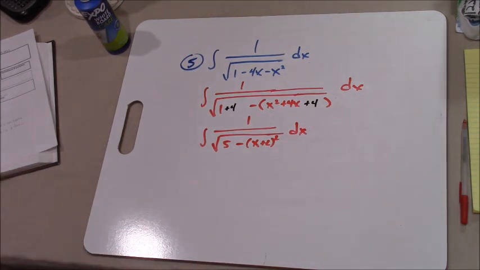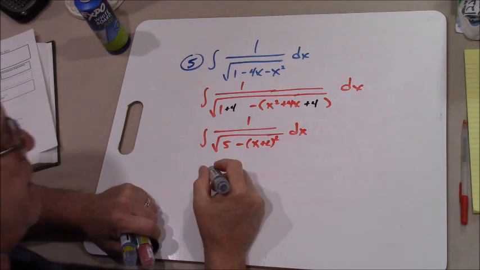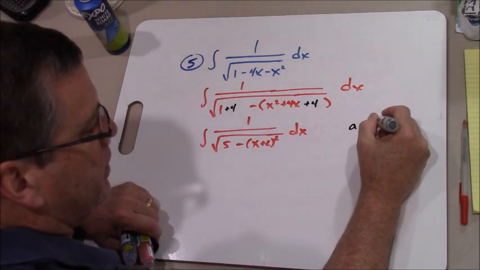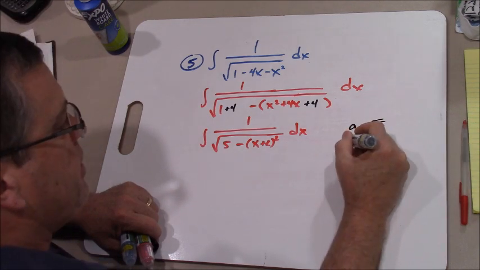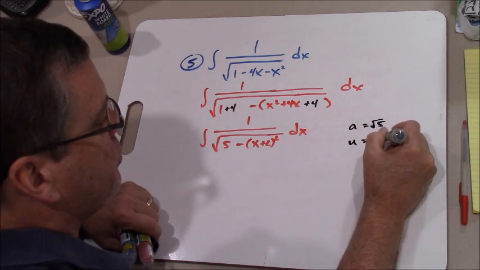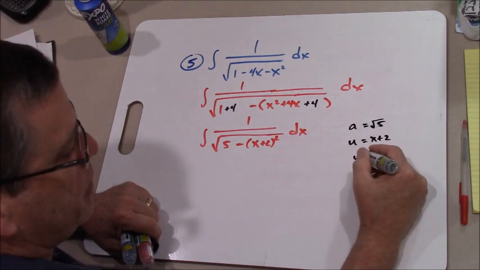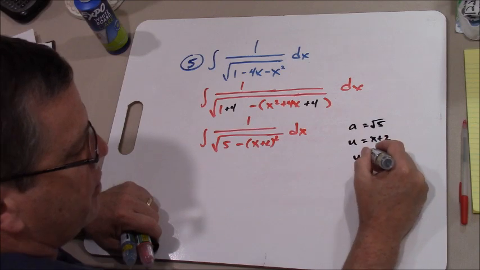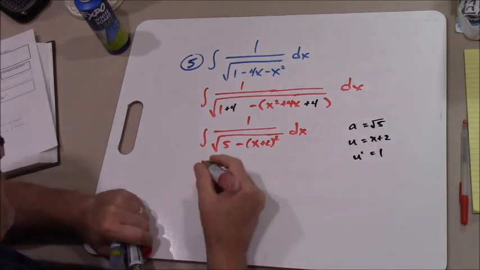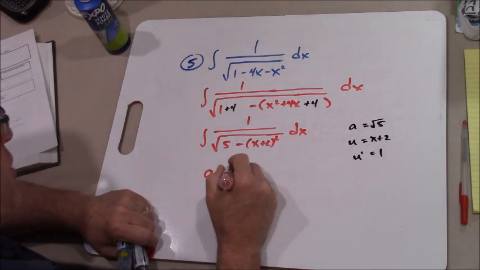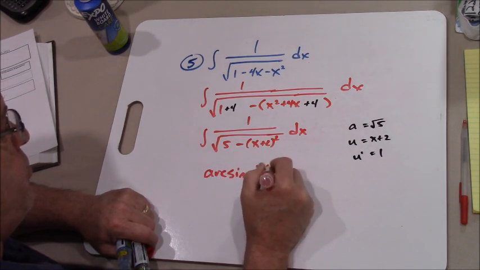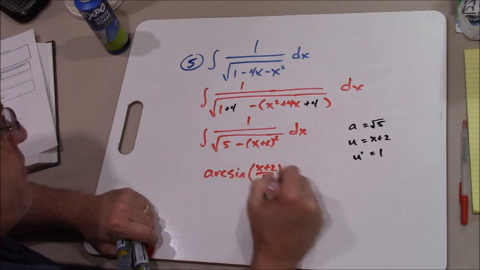And so now I think we're set up to do the arc sine. So my a value here is the square root of this number. I don't know what that is, so I'll just leave it as square root 5. My u value is going to be what's being squared here. So that's x plus 2. And then u prime, which I need to make sure I see in the numerator, is just 1. And I do see that, so we're set. So the answer to this problem is arc sine of u over a, so that would be x plus 2 over the square root of 5 plus c.